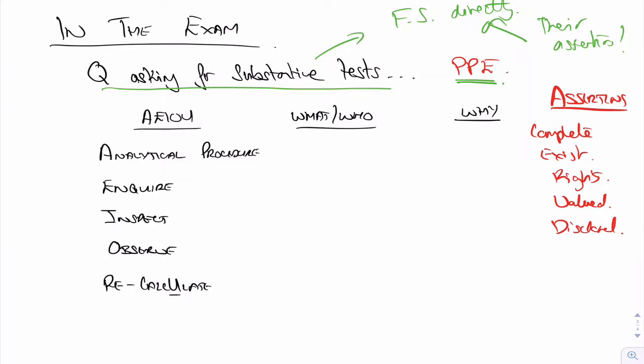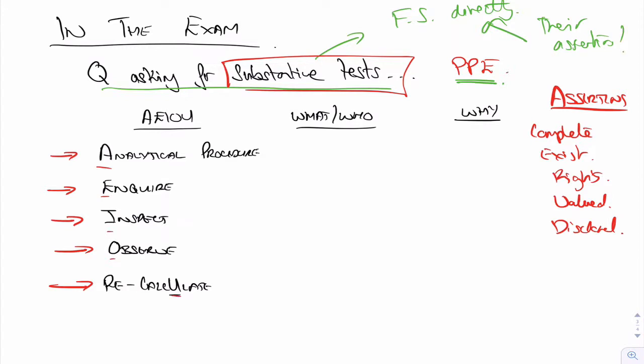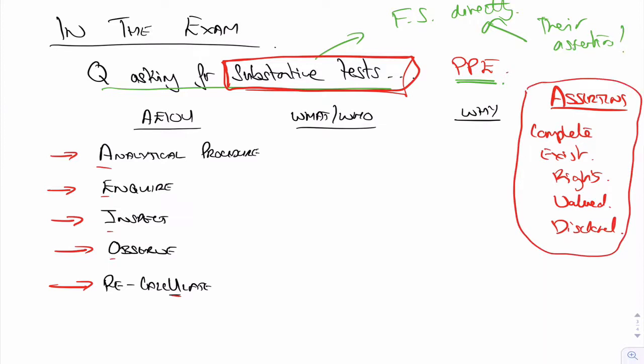Now, I always use this for substantive tests. I always say, right, AEIOU: you could do analytical procedures, you could inquire of management, you could inspect things, you can observe things, you can recalculate things. AEIOU, alright? And again, that's just my way of helping you think of substantive tests. The other way of helping you, as I said, is to think of the assertions. So let's try and do it. Let's think of, for example, valuation. Okay, so valuation or accuracy.